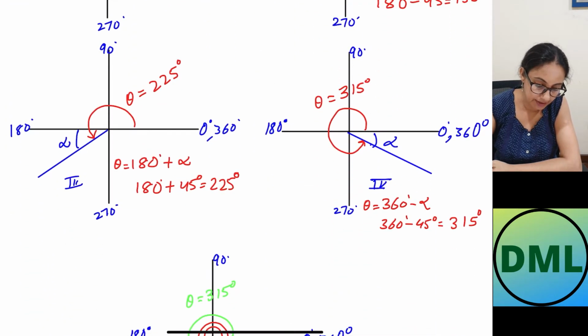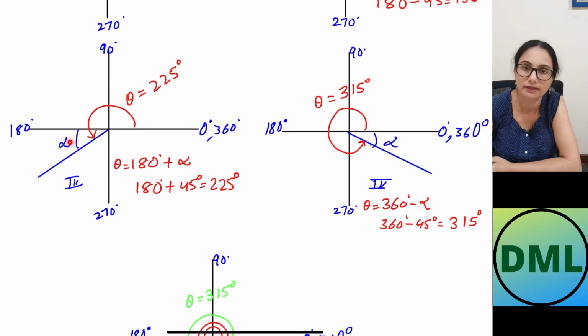Now if I see the third quadrant here, this is where my basic angle alpha lies. To get this angle theta here, I need to find 180 degree plus alpha. So theta will be given by 180 degree plus alpha. What is alpha? Alpha is 45 degree. That means 180 degree plus 45 degree, which is 225 degree. That is my angle theta here.